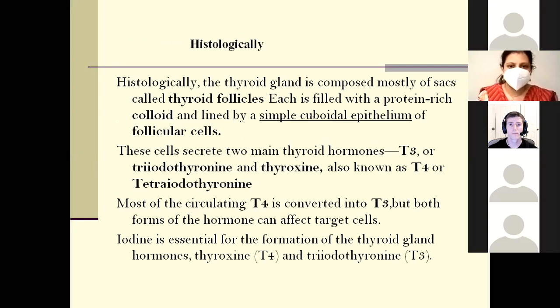Histologically, if we talk about the microscopic features, which is the main topic of today's presentation, the thyroid gland is filled with thyroid follicles, and the follicles contain a material known as colloid, which contains hormones like T3 and T4. Most of the circulating T4 is converted into T3, but both forms of hormone can affect the target cell. And you also know that iodine is essential for the formation of thyroid gland hormone.